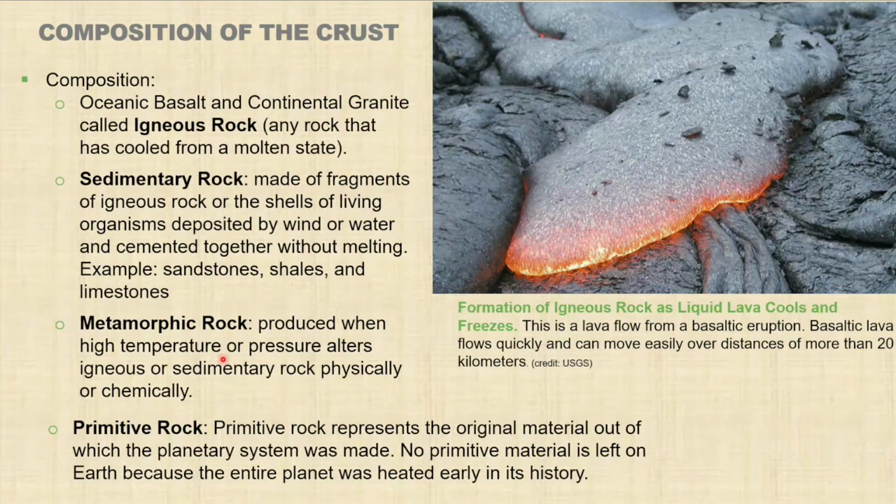Primitive rocks are the rocks that are the building blocks of the solar system, from the primitive material at the time when the solar system was formed. But we don't have such material on the Earth. They have all transformed into something else. Some of the comets or asteroids are formed with the primitive rock because they have not been transformed into any other forms. So the composition of the crust is mainly igneous rock, sedimentary rock, and metamorphic rock.